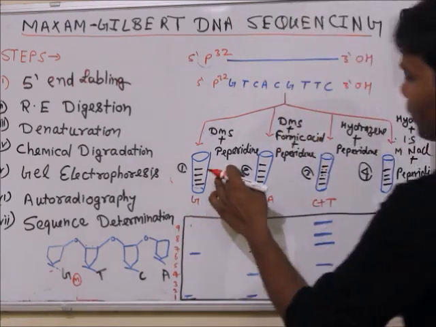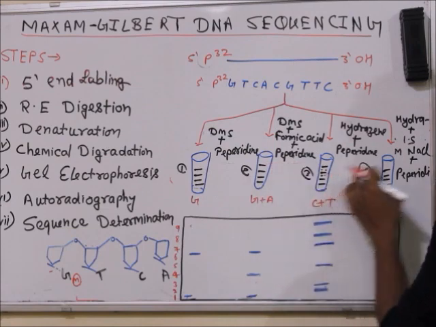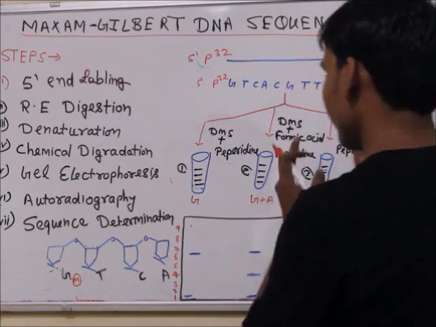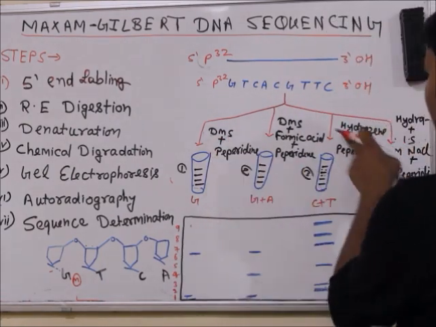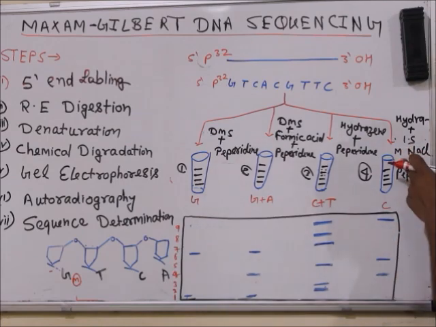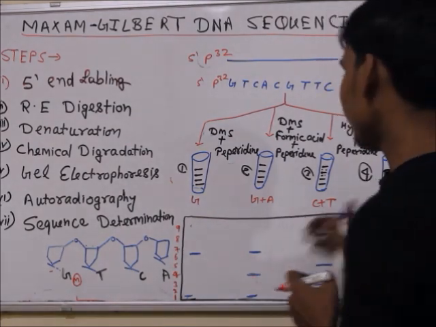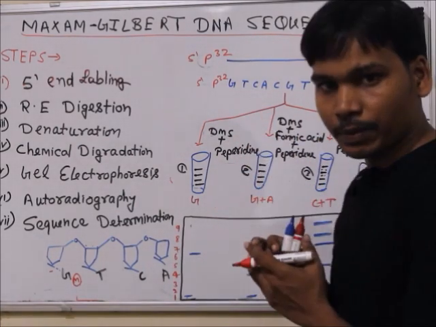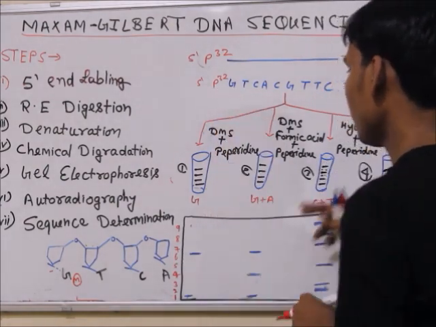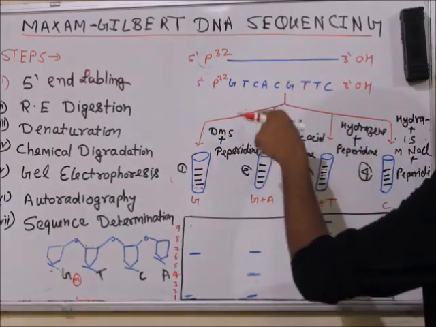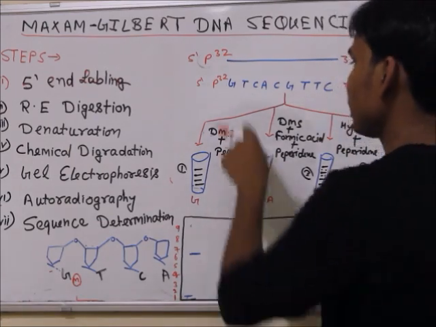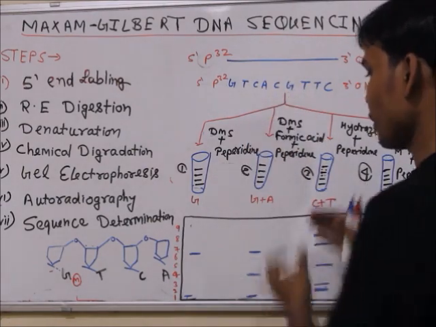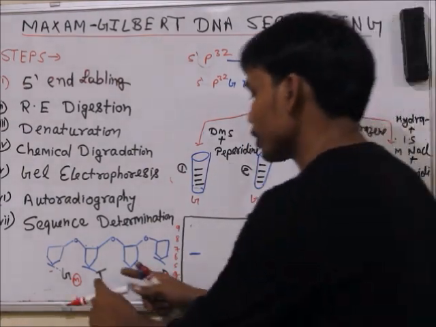So piperidine is added in all the tubes. Why? Because the tubes contain different chemicals: DMS, formic acid, hydrazine and 1.5 molar NaCl. On the basis of the chemicals, the methylation occurs on specific bases. DMS methylates only G, and formic acid plus DMS methylates both purines, guanine and adenine. When it methylates, the glycosidic bond is broken.